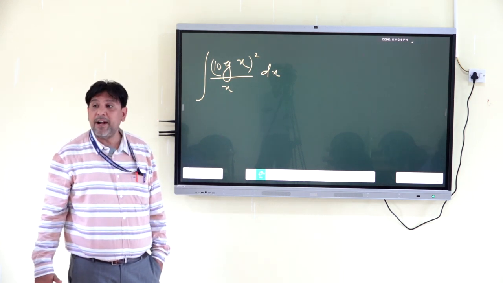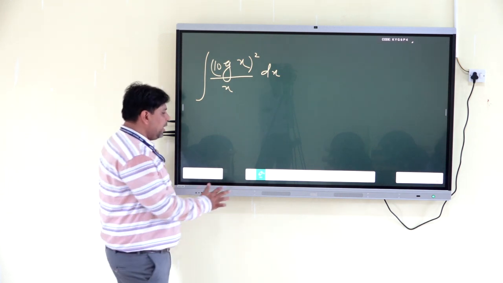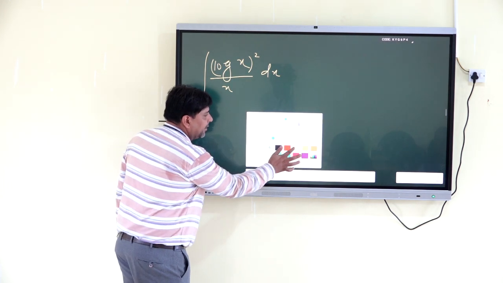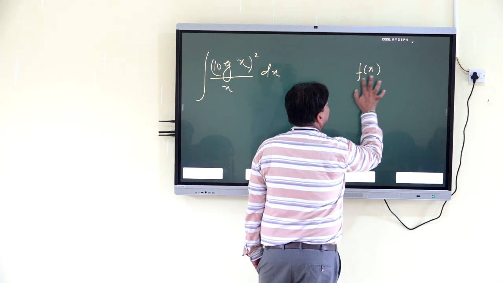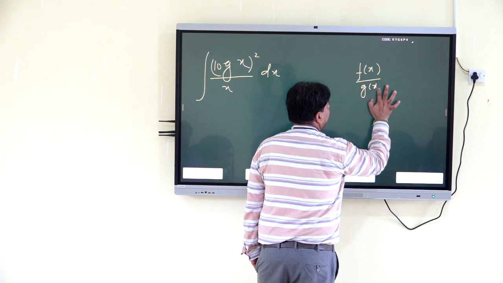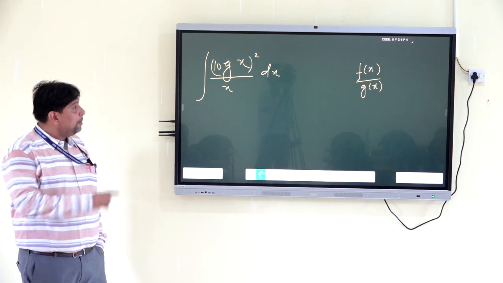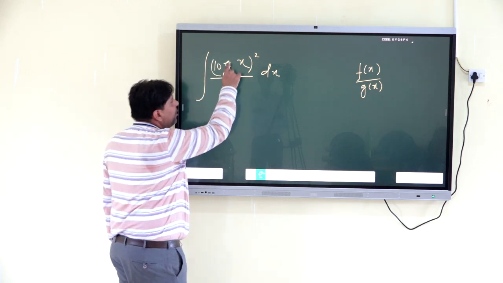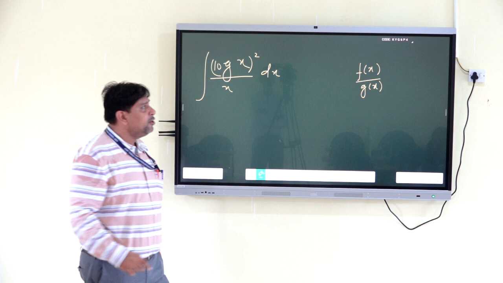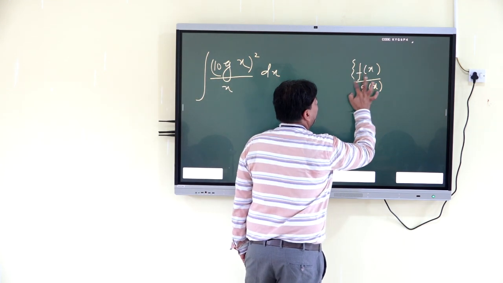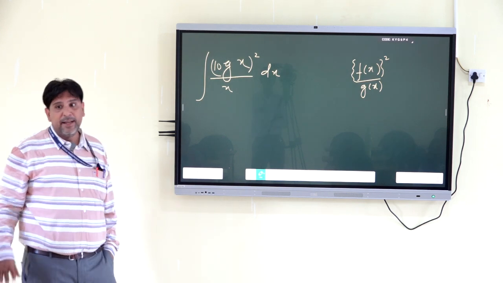log x whole square divided by x dx. Again, if you see properly, this question looks somewhat like f of x by g of x. But if you see properly, in the numerator a square is also there. So we will write it like this, f of x square by g of x.